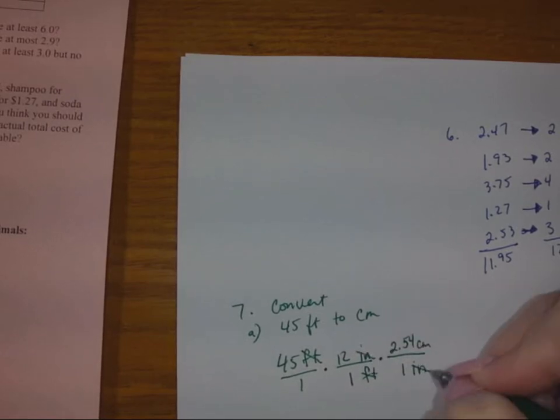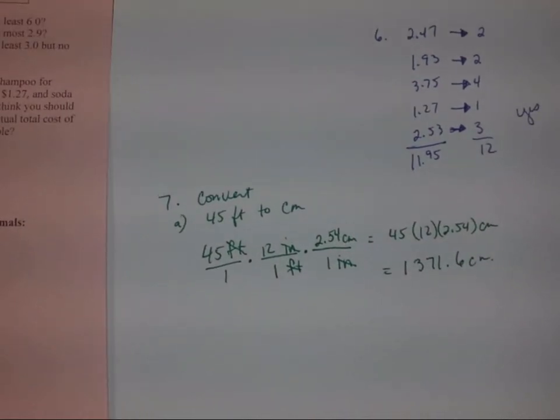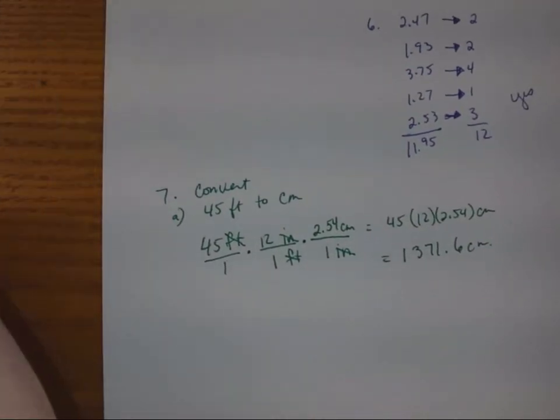So now my inches will cancel, and I'm left with centimeters. So now I have 45 times 12 times 2.54 centimeters. And everything on the bottom is a 1 or it canceled out, so it won't really make a difference. So we have 1,371.6 centimeters in 45 feet. You need to make sure you use the increments. And it helps if you can see what I'm doing. Sorry about that. All right, let's look at the next one.